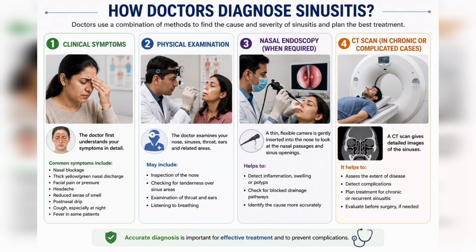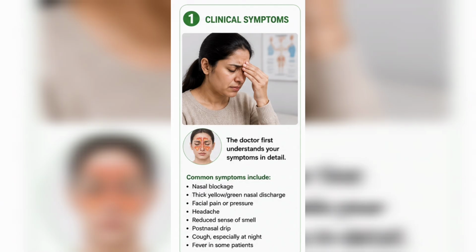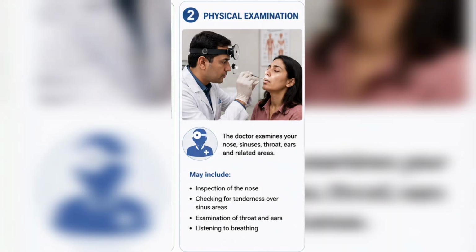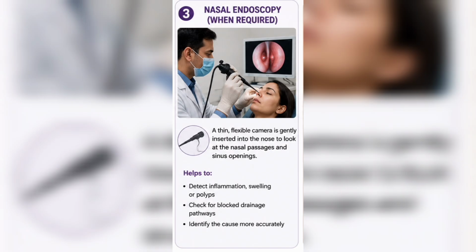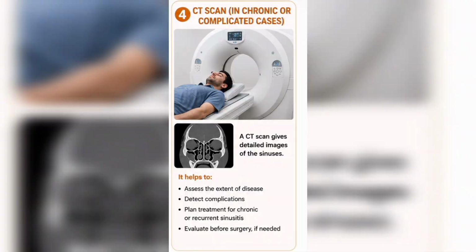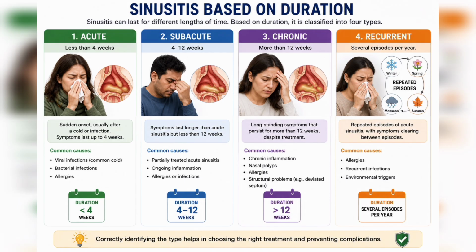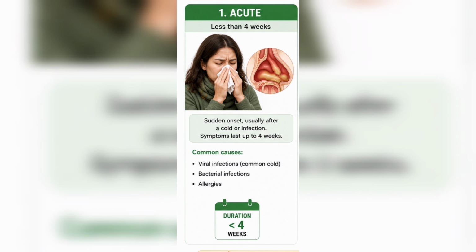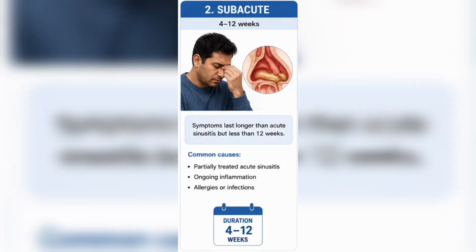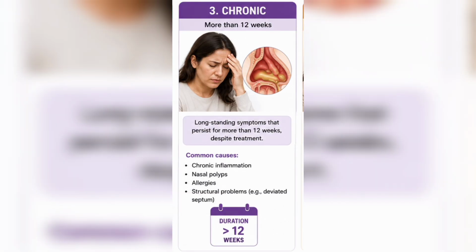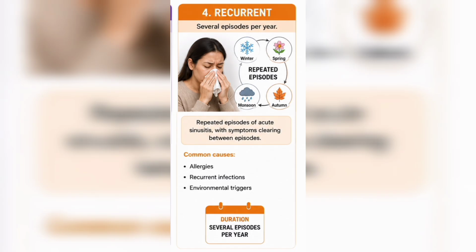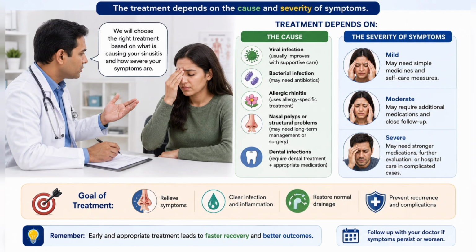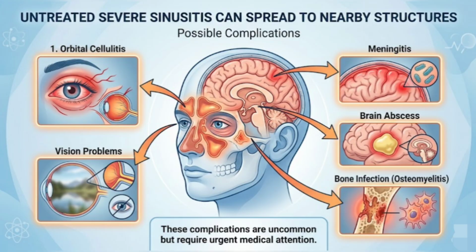Doctors diagnose sinusitis based on clinical symptoms, physical examination, nasal endoscopy when required, and CT scan in chronic or complicated cases. Based on duration: acute, less than 4 weeks; subacute, 4 to 12 weeks; chronic, more than 12 weeks; recurrent, several episodes per year. Most cases recover well, but untreated severe sinusitis can spread to nearby structures.